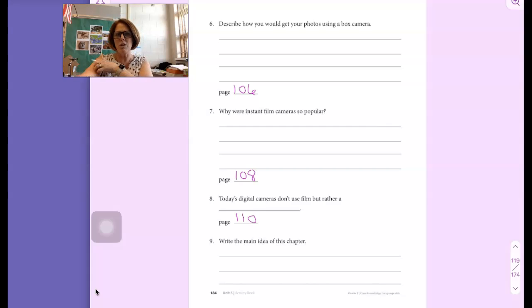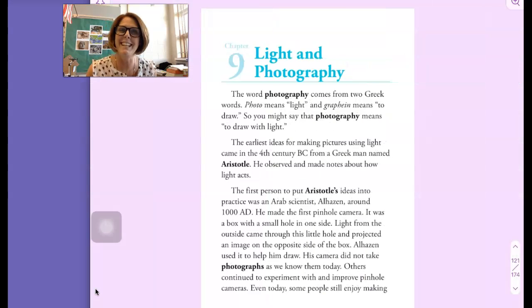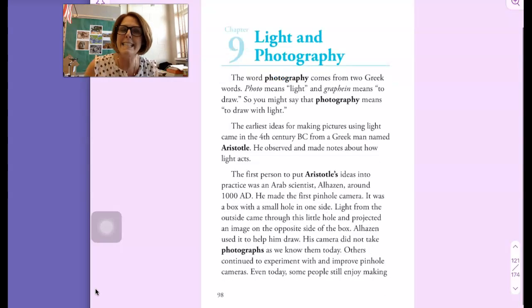Notice 6 and 7, they give you several lines. So that tells me that you're not going to have a one-word answer for those questions. Number 8 is on page 110. And number 9 says write the main idea of this chapter. So you are writing what the main idea is of the chapter. And I must have added the page in twice. There we go. All right, chapter 9, this starts on page 98 of your reader.